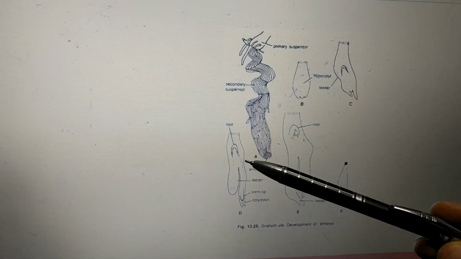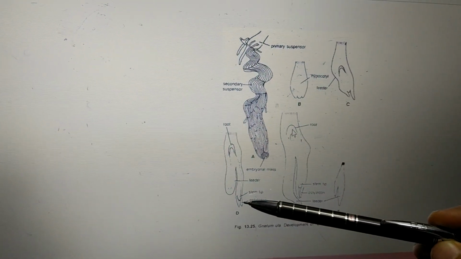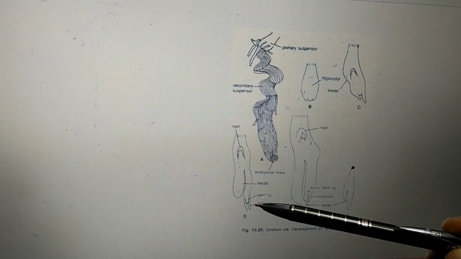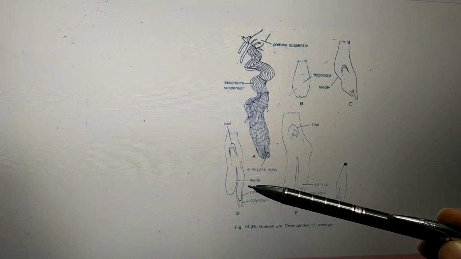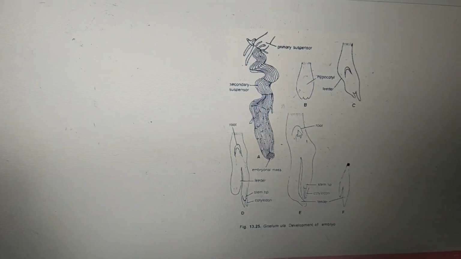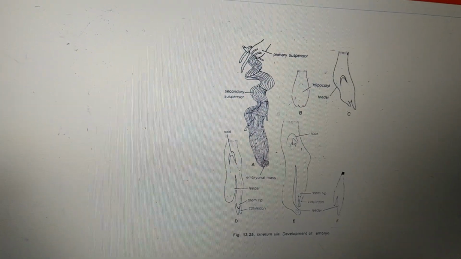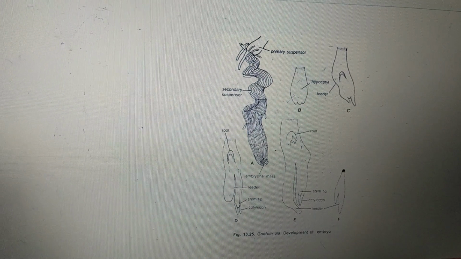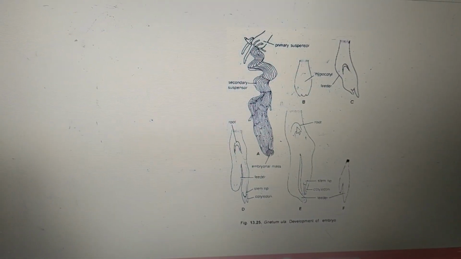When they are going to germinate, first, as we discussed, they form the root, followed by leaves developing at right angles to the cotyledons, and the feeder persists until 2 to 3 pairs of leaves are developed. In this way, development of Gnetum takes place. So this was a brief description regarding the life cycle of Gnetum. Thank you.